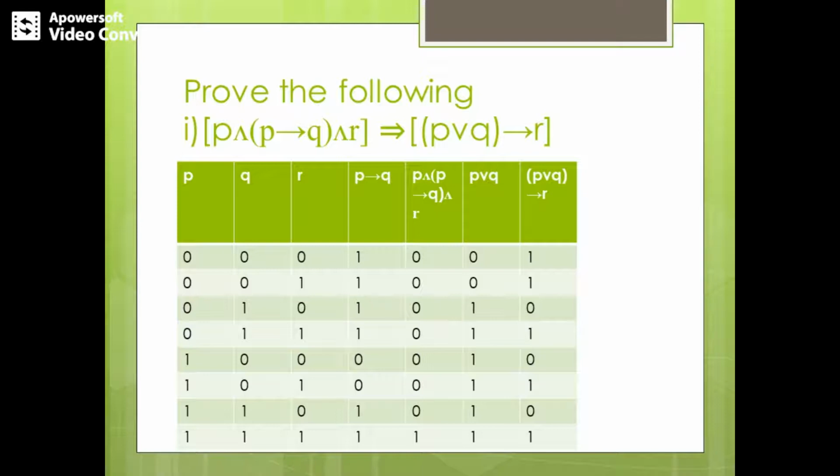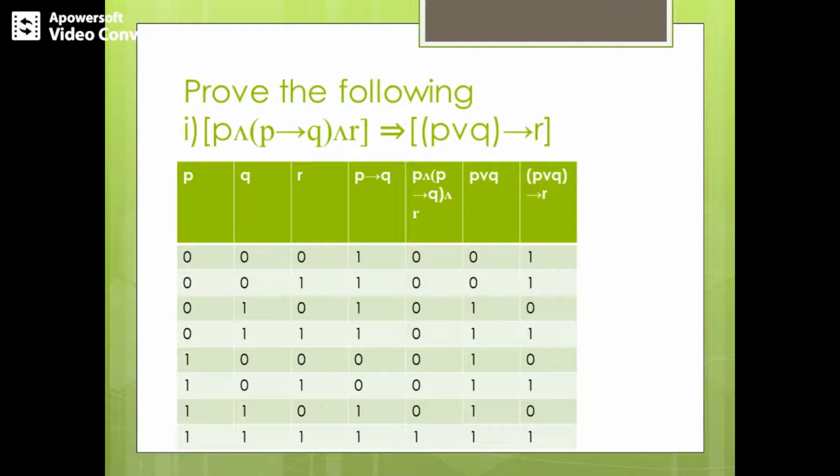So now we have to tally the left hand side, that is P conjunction (P implies Q) conjunction R. We have to tally this when it has truth value 1. You can observe this particular column has truth value 1 only in the last row, and for that last row we need to check whether the right hand side, that is P or Q implies R, also has the truth value 1. Yes, we observe the right hand side also has truth value 1.